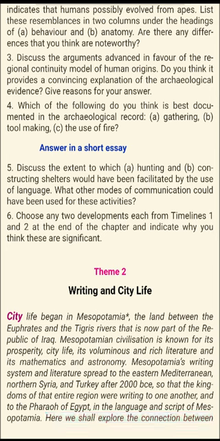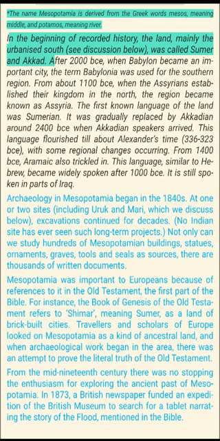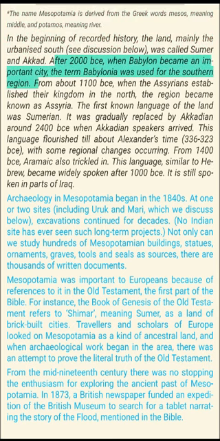Here we shall explore the connection between city life and writing, and then look at some outcomes of a sustained tradition of writing. Asterisk: the name Mesopotamia is derived from the Greek words mesos, meaning middle, and potamos, meaning river. In the beginning of recorded history, the land, mainly the urbanized south, see discussion below, was called Sumer and Akkad. After 2000 BCE, when Babylon became an important city, the term Babylonia was used for the southern region. From about 1100 BCE, when the Assyrians established their kingdom in the north, the region became known as Assyria.